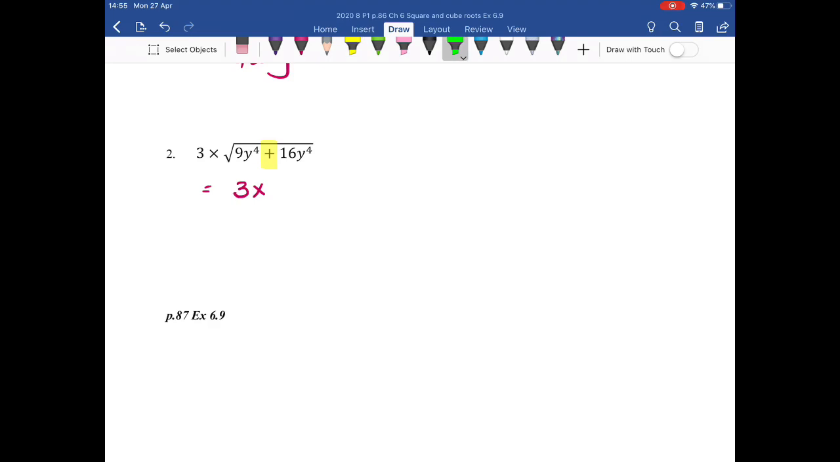So I've got to see if these are like terms, which in fact they are, because they both belong to the y to the 4 family. So I write down my y to the 4. I'm then going to say 9 plus 16 is 25, and I must find the square root of 25y to the 4. So 3 multiplied by, again I'm going to do signs, numbers, letters.